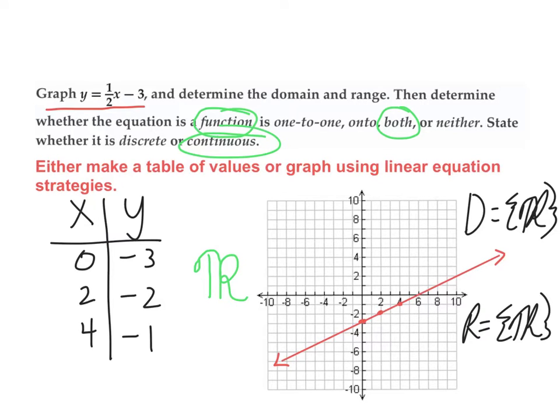Now we've finished. We've done everything. We did the graph. We determined that it was a function. We determined it was both. We found the domain and range. And we decided it was continuous. There's a lot going on in that problem. Make sure you keep it straight. They're not all going to be this hard. But I wanted to show you a hard one so you knew what to do when you saw it. Okay? Questions?